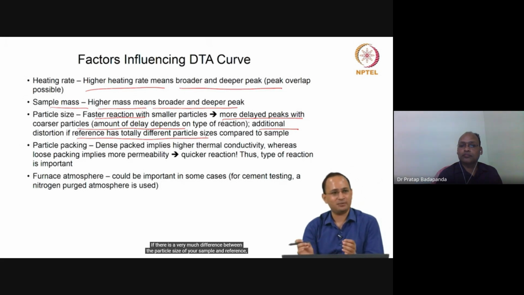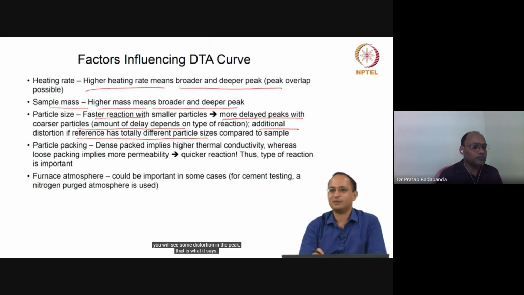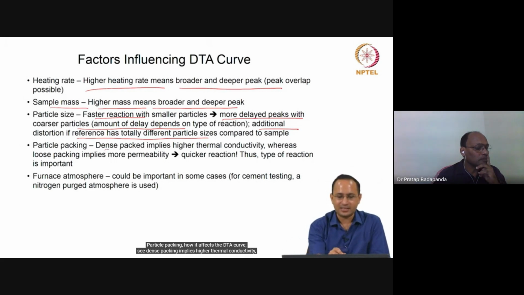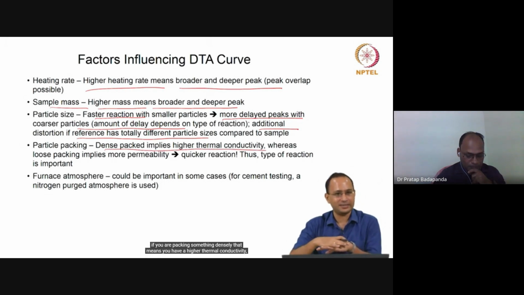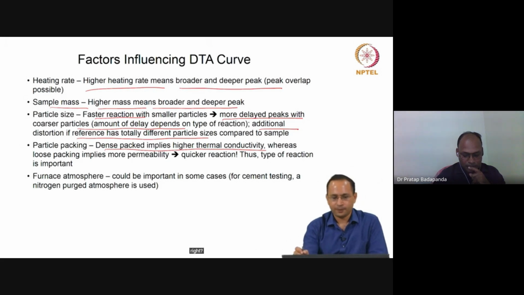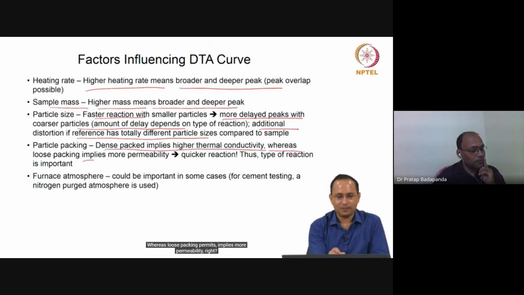If there is a very much difference between the particle size of a sample and reference, you will see some distortion in the peak. That is what it says. Particle packing, how it affects the DTA curve. See, dense packing implies higher thermal conductivity. If you are packing something densely, that means you have a higher thermal conductivity, right? Whereas loose packing implies more permeability, right?